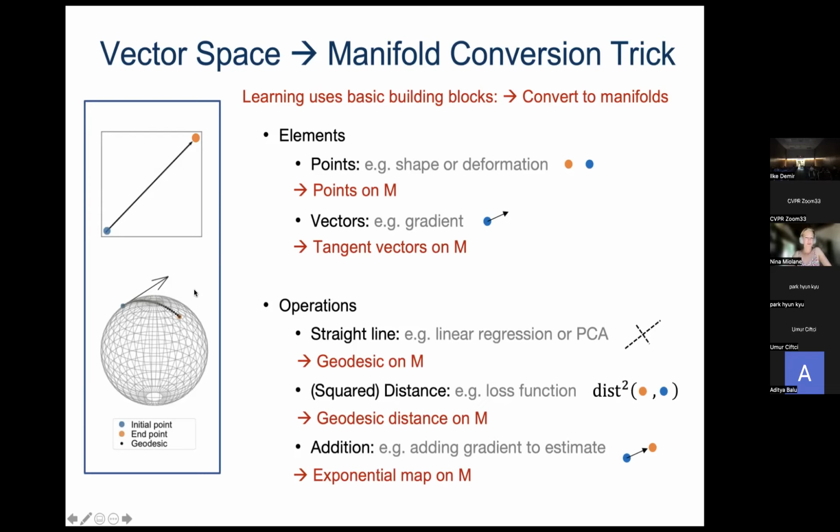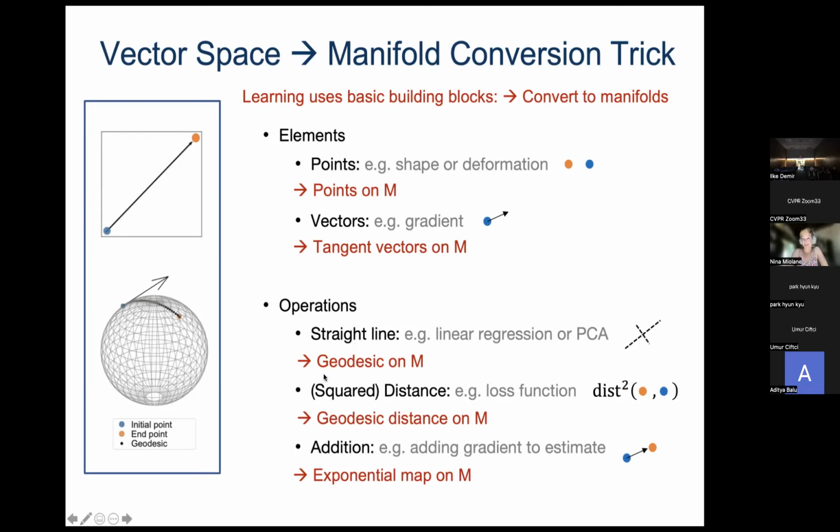For example, on the illustration on the left, you can see the dotted black line is the geodesic between the blue point and the orange point. The squared distance between 2 points becomes the squared geodesic distance between the same 2 points, basically the squared length of the geodesic that is connecting these 2 points.